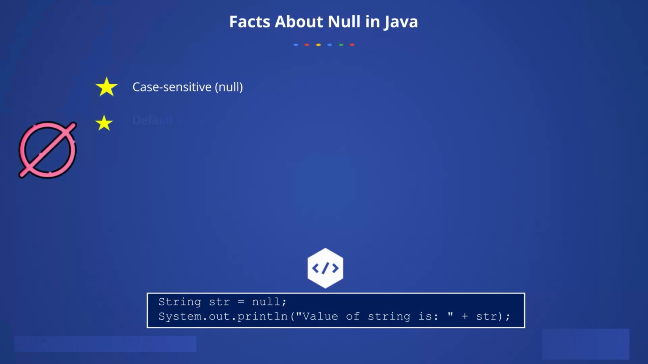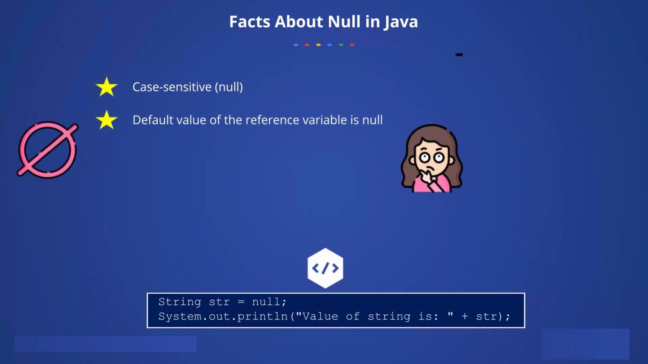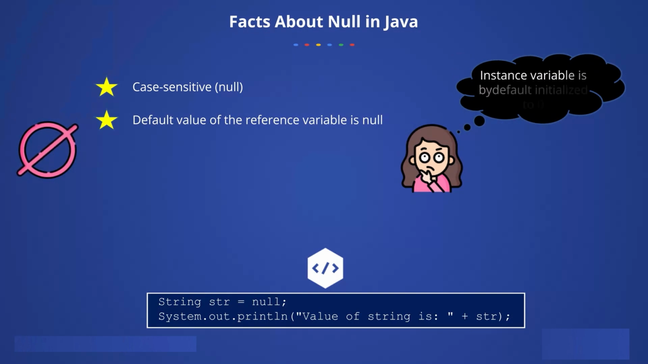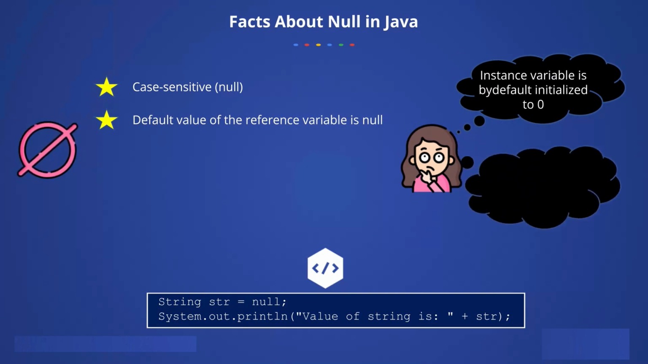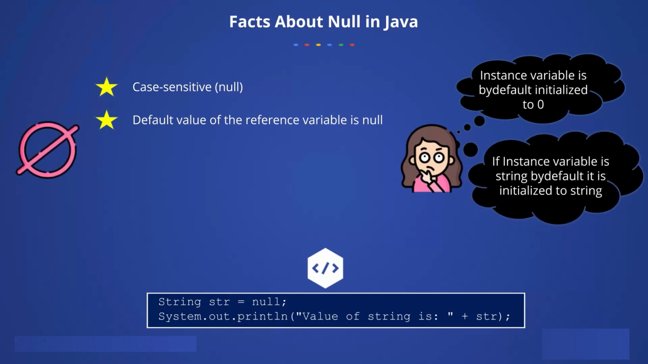By default, if you remember our earlier discussion, we said instance variables are initialized to 0, and if it is a string, to its default string value. Similarly, when you use a reference variable, the default value assumed for any reference variable is null. This is the default value for the reference variable.